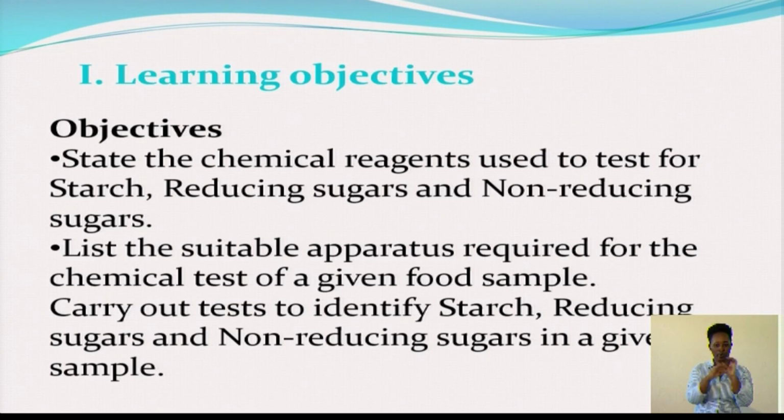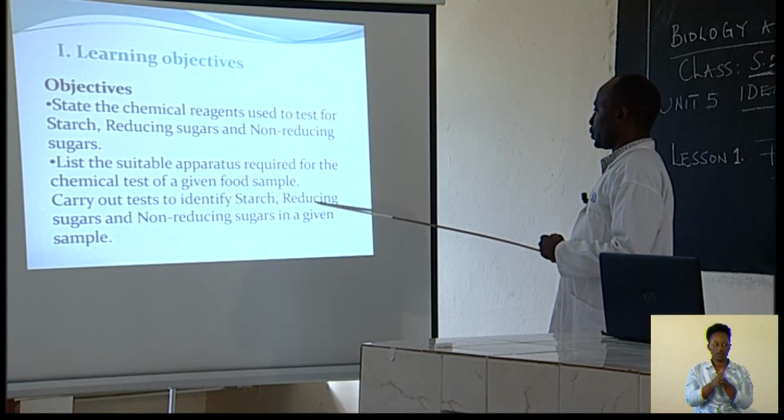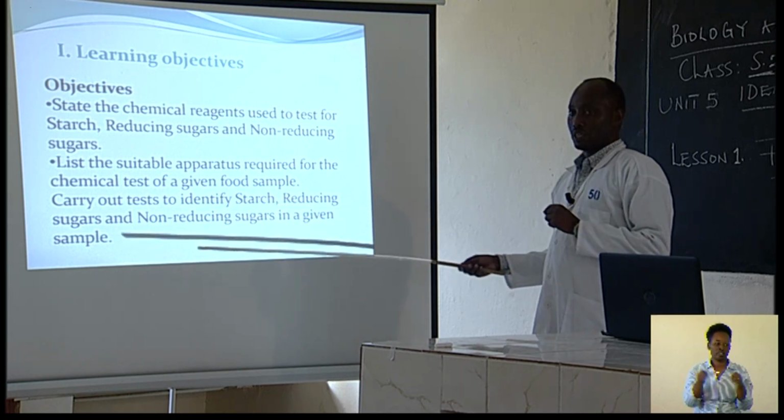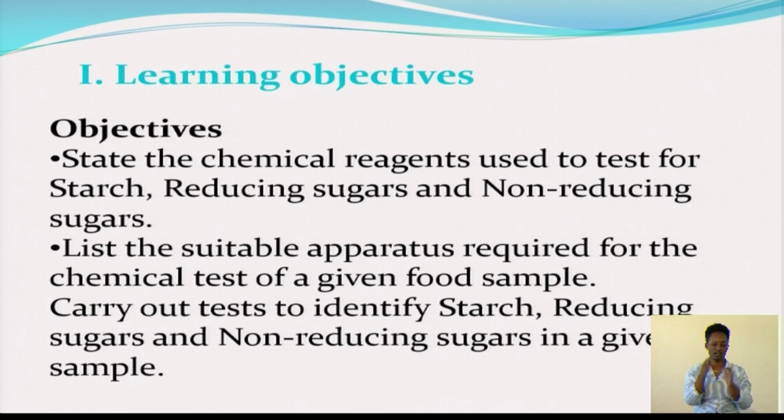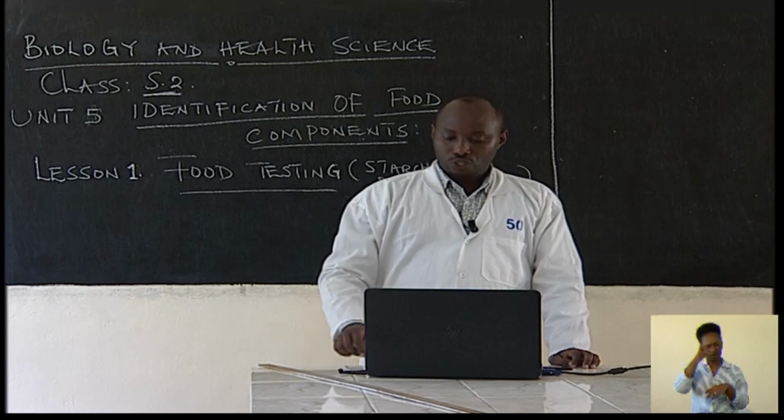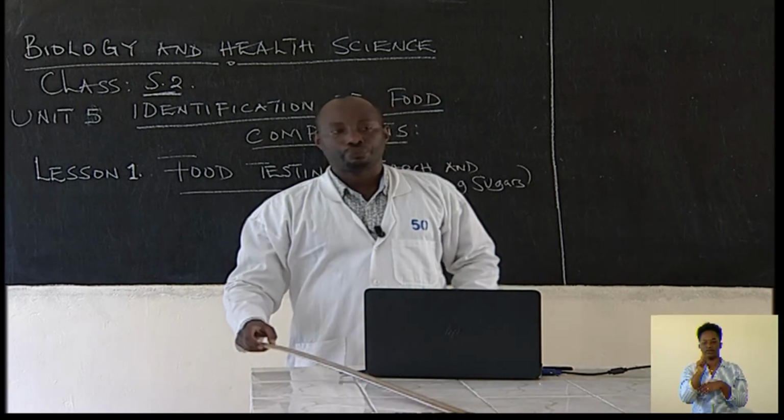We also have to carry out a test for identifying starch, reducing sugars, and non-reducing sugars. But today we are going to do two practical lessons. One is testing starch, another one is testing the reducing sugars. Students, I hope you do remember what are the major components of starch and what are the major components of reducing sugars. Let's go through the introduction.